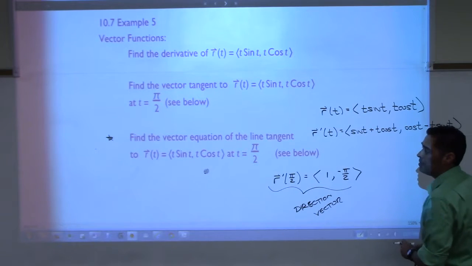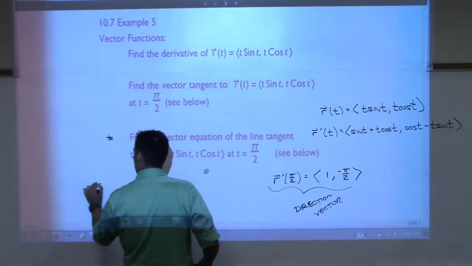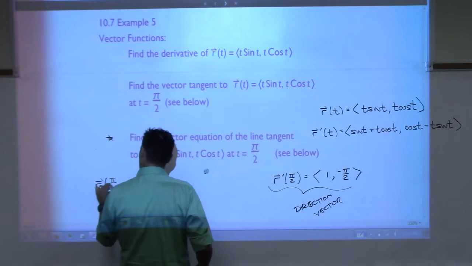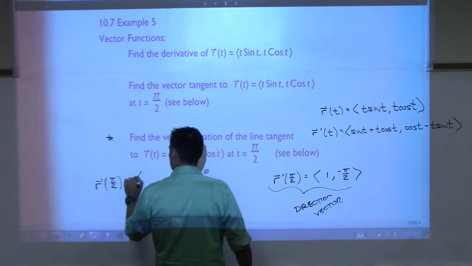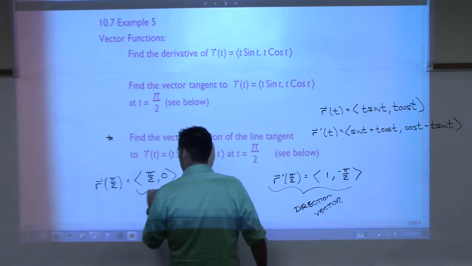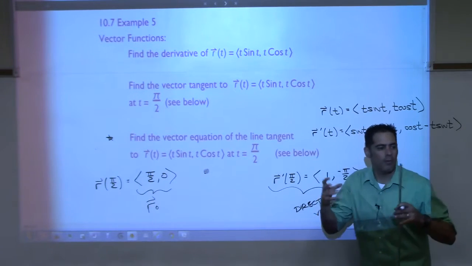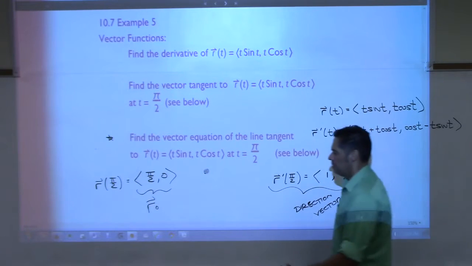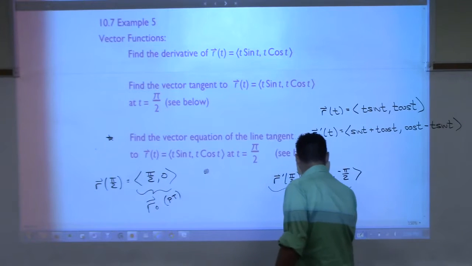And now we need a point. So r of pi over 2 to the original one, and you said that was what? Pi over 2, 0? This is going to be our r naught, right? And in our general form of a line, this is basically the point that we use for the line.